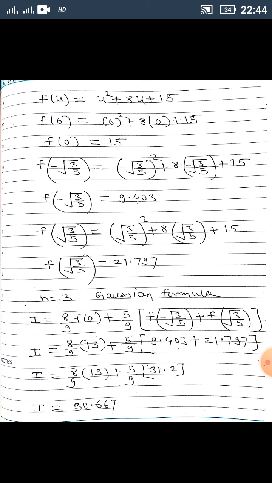We know the Gaussian 3-point formula: 8 by 9 f of 0 plus 5 by 9 times (f of minus root 3 by 5 plus f of root 3 by 5). We substitute all values there. I is equal to 8 by 9, f of 0 is 15, plus 5 by 9 times (f of minus root 3 by 5, 9.403, plus f of root 3 by 5, 21.797). 8 by 9 times 15, plus 5 by 9 times the bracket simplification, 31.2. If we simplify it, the value comes as 30.667. So this is the Gaussian quadrature formula.